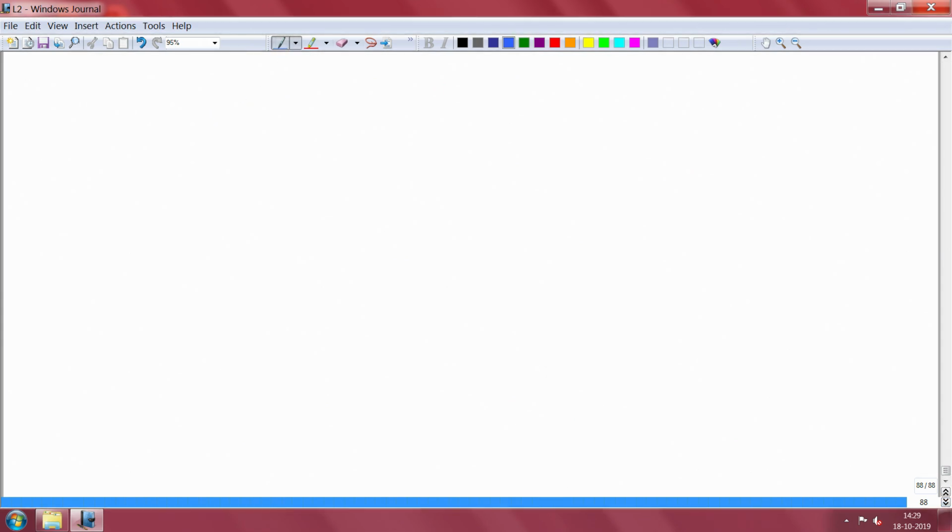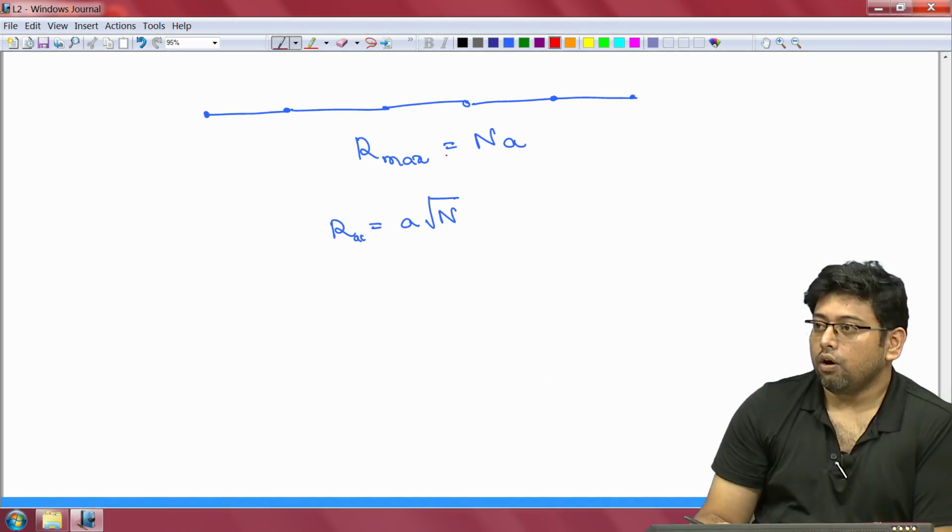So, I will just draw a linear polymer like this. If you had all the polymer molecules laid out next to each other, and I am just drawing a simple schematic, then this R max, the maximum R, in this case would have been n times A. But we just saw that the actual R is A times root over n. So, you can see that this is actually going to lead to a lot of difference.